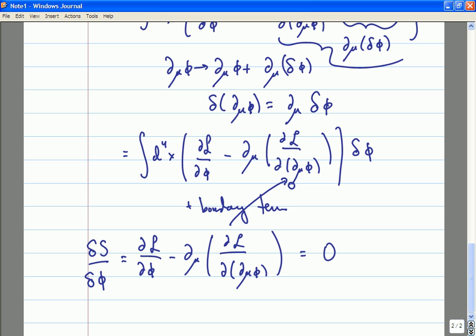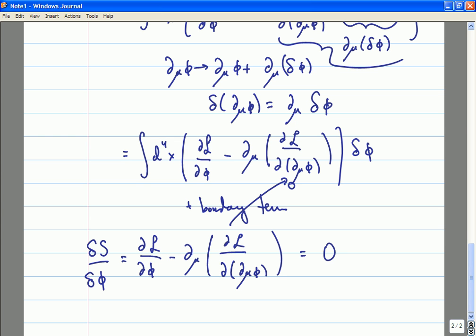And if we had more than one field in our theory, then we would obtain one equation of motion for each field, which is found by varying the action and setting it equal to 0 for the variation of each different field in the theory. Sorry, that sentence was phrased a little confusingly. If we have more than one field, then we vary the action with respect to each field and obtain an equation of motion for each one of these fields.